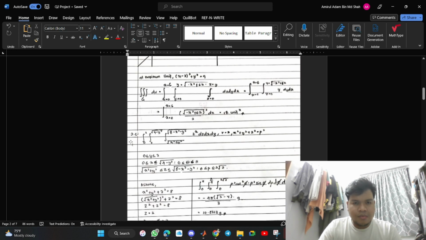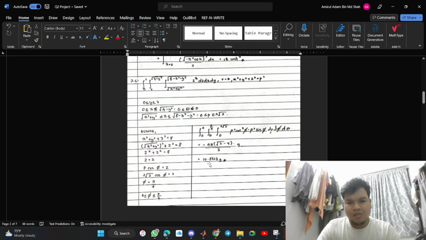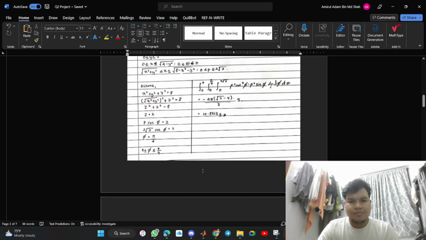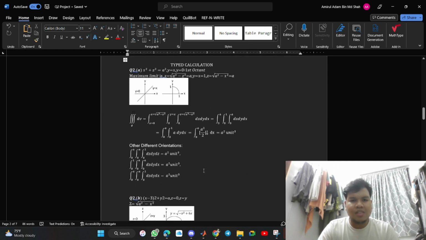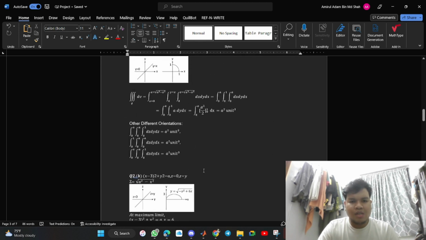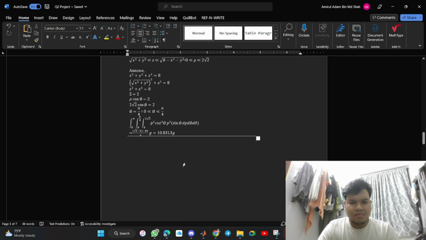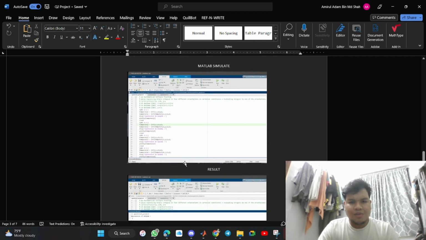We use integration for the plotting, and then we substitute the answer into the formula, and the answer is 10.8313 G. For the next one, the maximum limit. I'm sorry, the next one is the type calculation. So here's the MATLAB simulation.